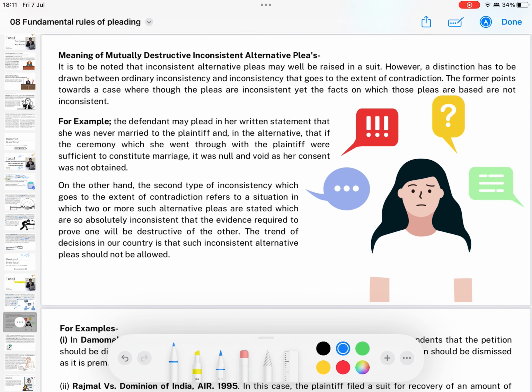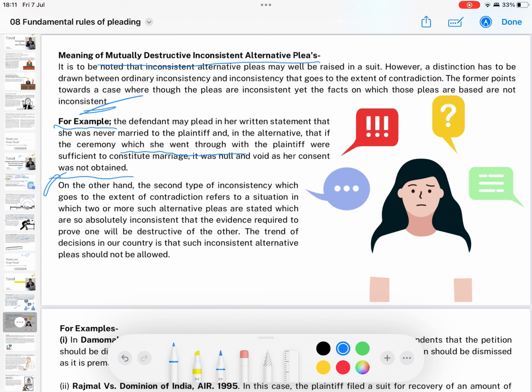Now, meaning of mutually destructive inconsistent plea. It is to be noted that inconsistent alternative pleas may well be raised in a suit. However, a distinction has to be drawn between ordinary inconsistency and inconsistency that goes to the extent of contradiction. The former points towards a case where though the pleas are inconsistent, yet the facts on which those pleas are based are not inconsistent. For example, the defendant may plead in her written statement that she was never married to the plaintiff, and in the alternative that if the ceremony which she went through was sufficient to constitute marriage, it would be null and void as consent was not obtained.